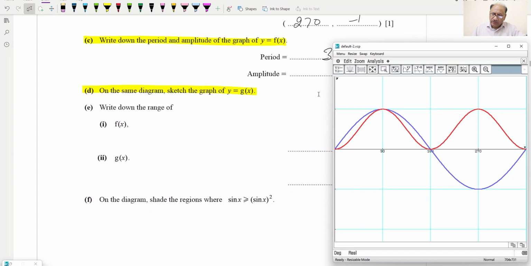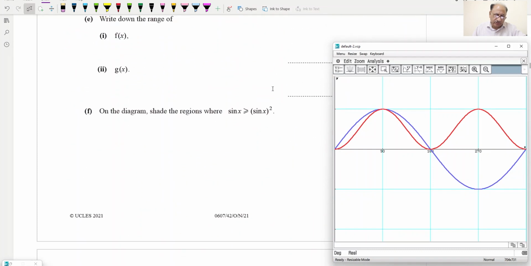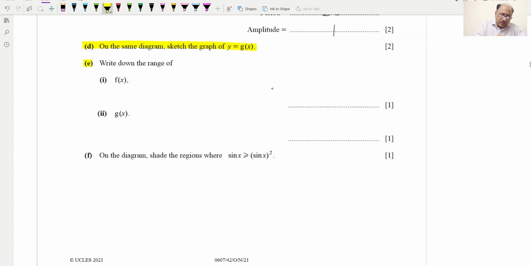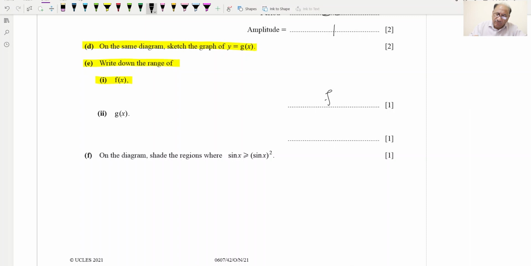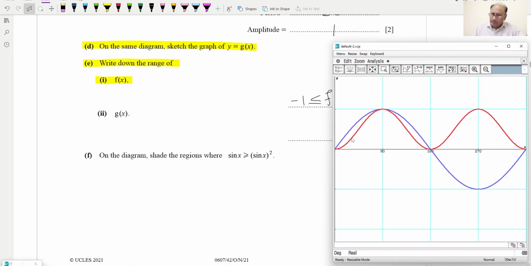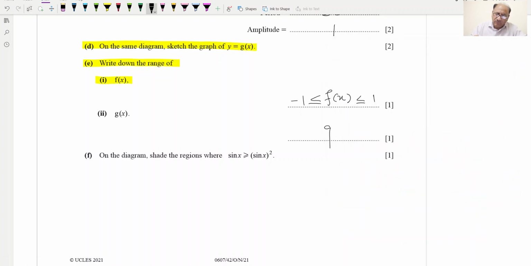We will sketch this in a while on the same grid, but before sketching we can do this one: write down the range of f of x. So the range of f of x is from -1 to 1 for the blue curve. If you check, the y values are varying from -1 to 1. So we will write f of x is less than or equal to 1 and greater than or equal to -1. And similarly g of x will be the red curve, which is from 0 to 1. So we can write the range of g of x, the y value is varying from 0 to 1, and these are the 1 mark questions which we are done with.